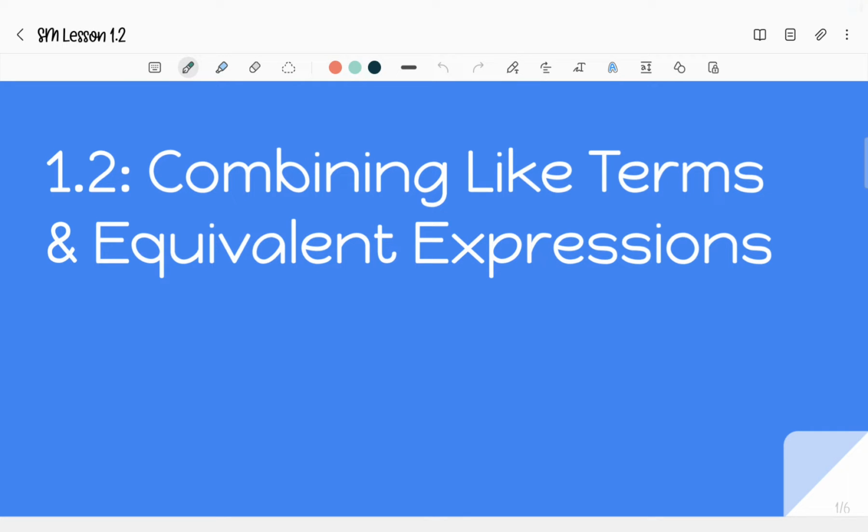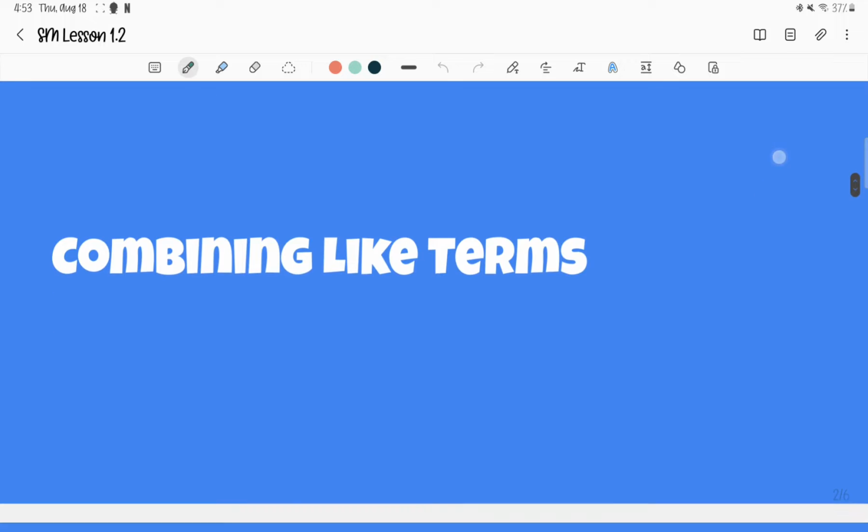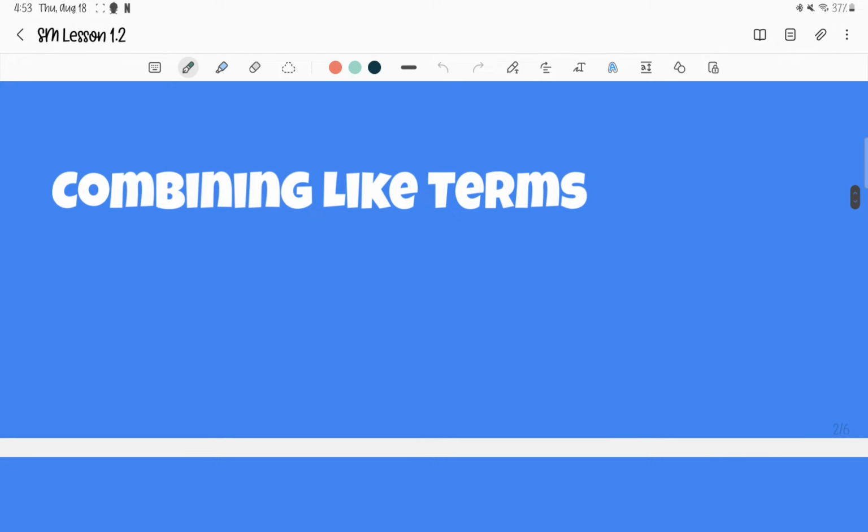Guys, this is the video for 1.2, combining like terms and equivalent expressions. This is the second lesson in our Unit 1 Algebra Foundations unit. So the first thing we want to talk about is we're going to concentrate on combining like terms first, then we'll talk about equivalent expressions.